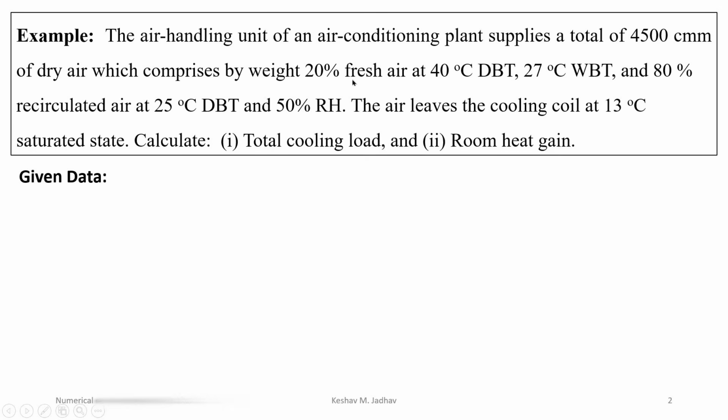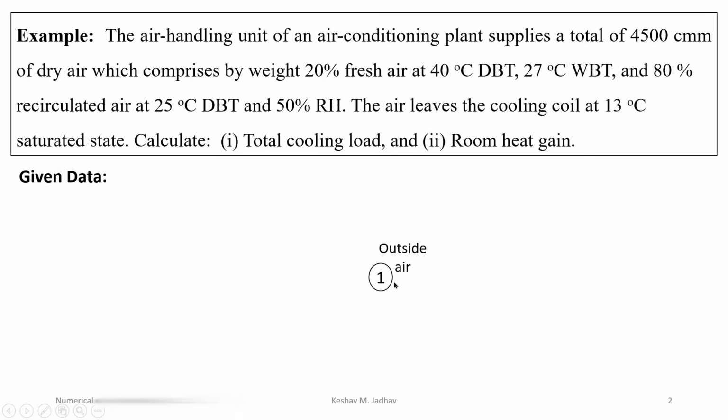So here, the outside fresh air is at 40 degrees Celsius dry bulb temperature, and recirculated air, which is room air, is at 25 degrees Celsius. So this is a numerical based around summer air conditioning system. So first we will draw layout for the system.